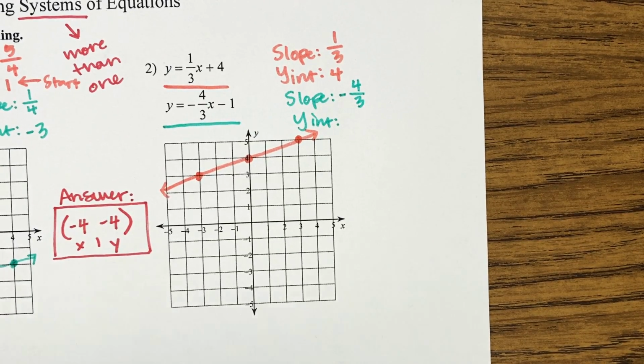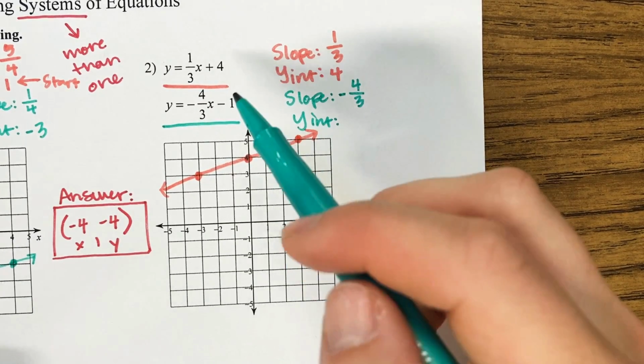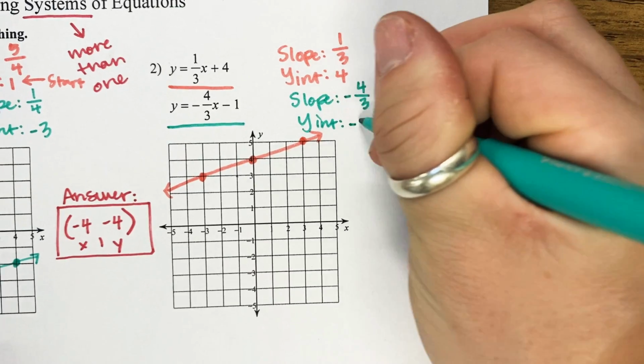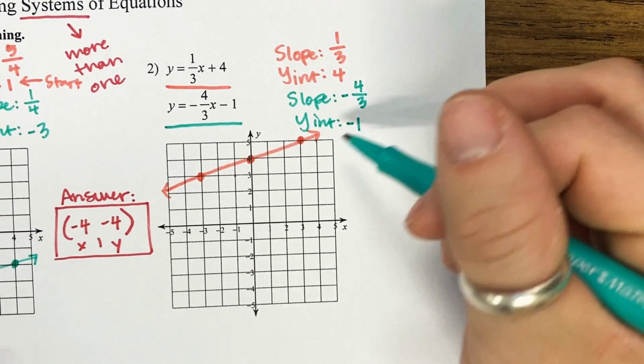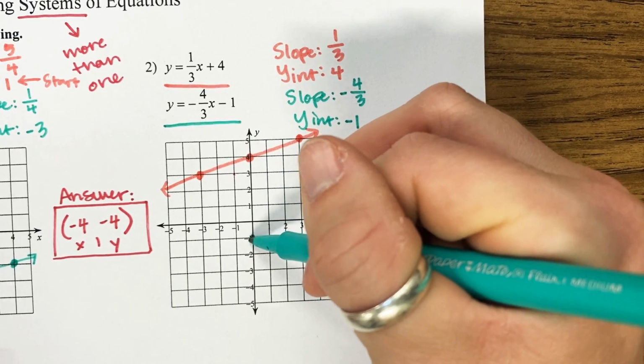-4/3. Okay, and what is my y-intercept? -1. Okay, always start with your y-intercept. So find -1 on your y-axis.